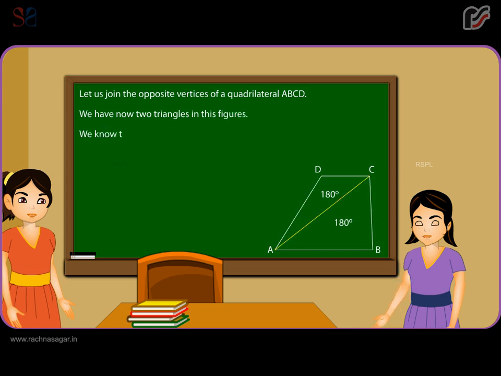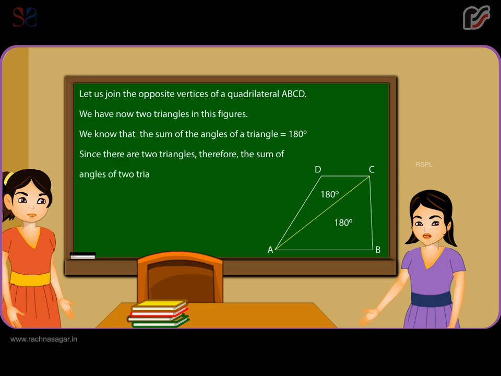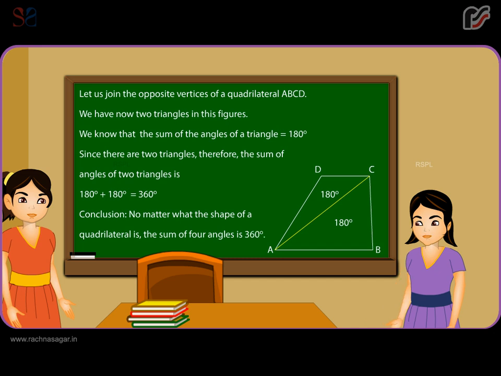We know that the sum of the angles of a triangle is equal to 180 degree. Since there are 2 triangles, therefore, the sum of angles of 2 triangles is 180 degree plus 180 degree is equal to 360 degree. Conclusion. No matter what the shape of quadrilateral is, the sum of 4 angles is 360 degree.